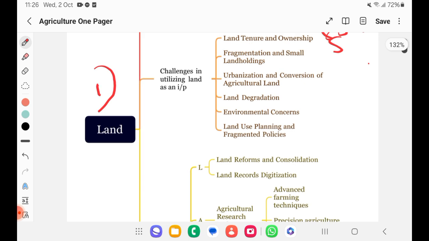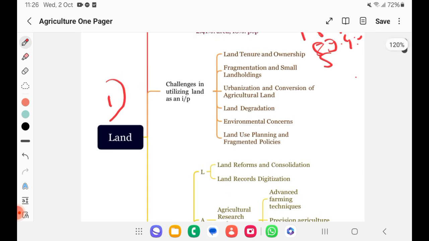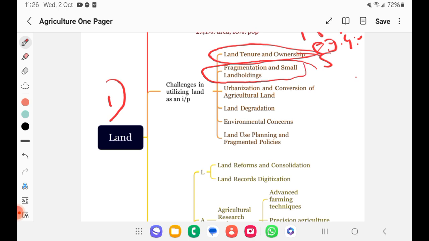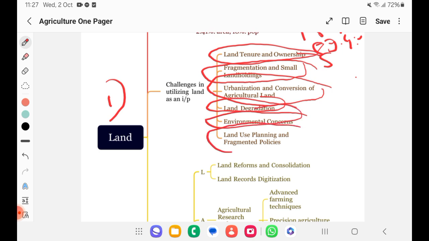Whenever you talk about land, if you can mention these 3 points in the introduction, it will be a good introduction. So what are the challenges? Land tenure and ownership is a problem. Fragmentation and small land holdings. Urbanization and conversion of agricultural land. Land degradation, environmental concerns, land use planning and fragmented policies. See, policies are also fragmented and land is also fragmented. This is a problem here.